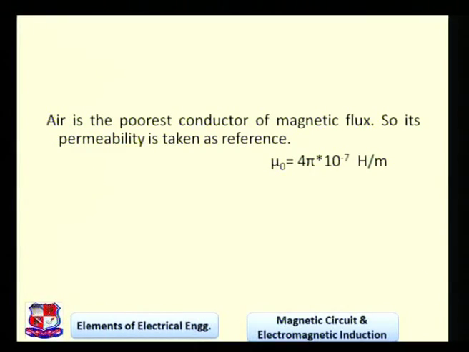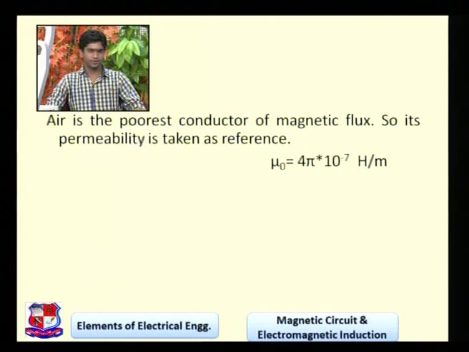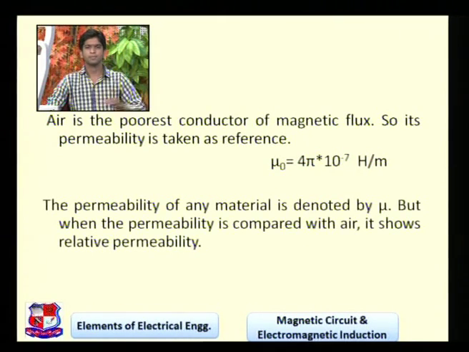After that, we can see that the permeability of air is very poor, so it is taken as a reference. The permeability of any material is denoted by mu, but when the permeability is compared with air, it gives the relative permeability. So we have a relation: relative permeability is equal to absolute permeability divided by permeability of air. It means mu r is equal to mu by mu 0.